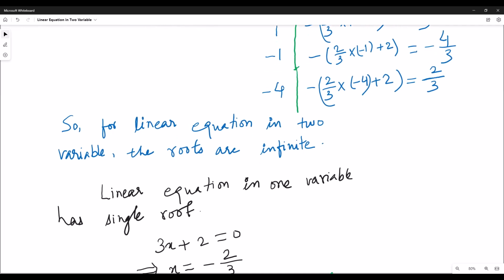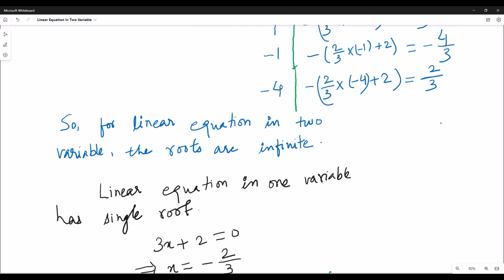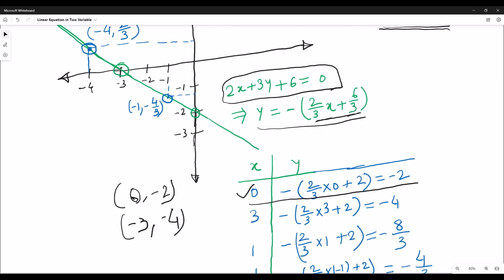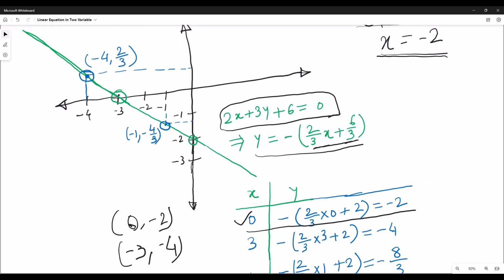So for a linear equation in two variables, the roots are infinite, right? You go on replacing x and you will get a value of y. So for a linear equation in two variables, the solutions or roots are infinite. For every value of x, you have a value of y. If you put any value of x, you get a corresponding value of y for which this equation will be 0. So that is the root of this equation.